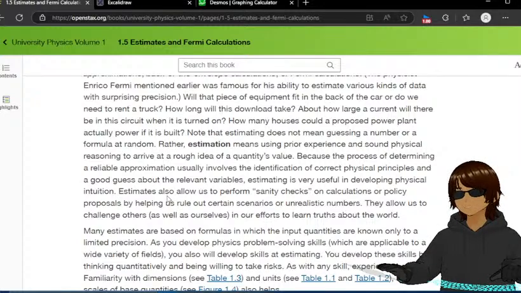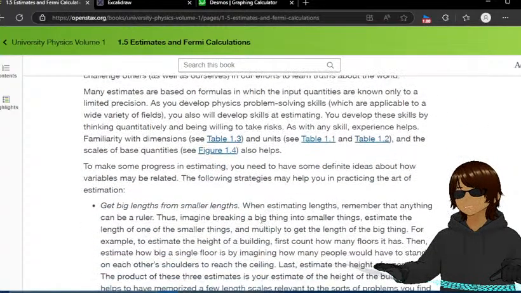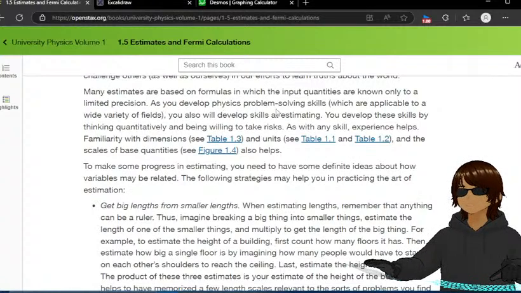Estimates also allow us to perform sanity checks on calculations or policy proposals by helping us rule out certain scenarios or unrealistic numbers. They allow us to challenge others as well as ourselves in our efforts to learn the truth about the world. Many estimates are based on formulas in which the input quantities are also only known to limited precision. As you develop physics problem solving skills, you also will develop skills at estimating.